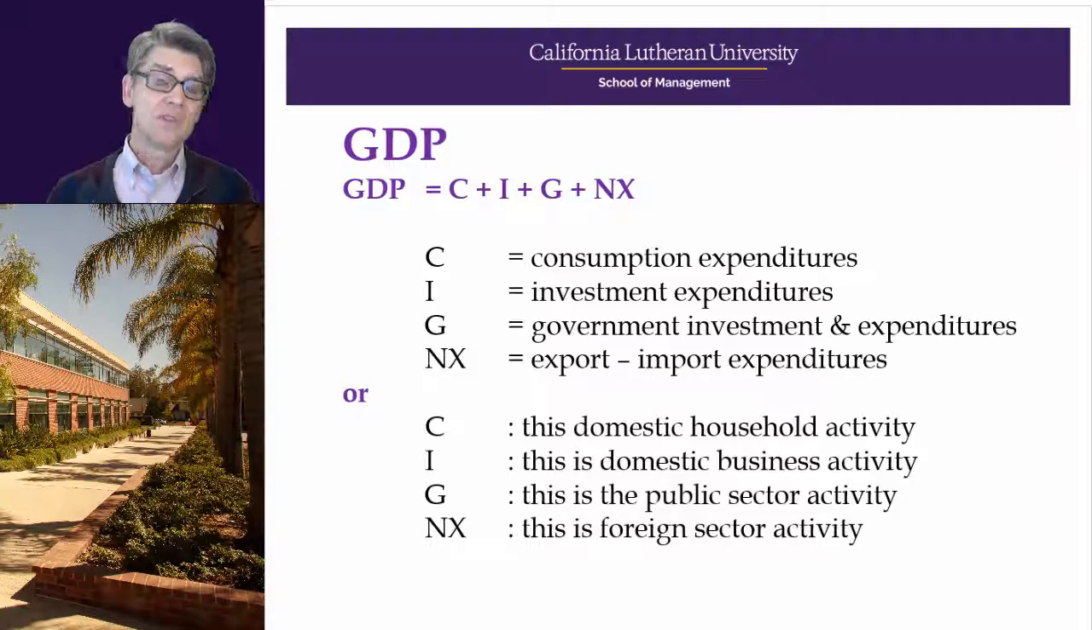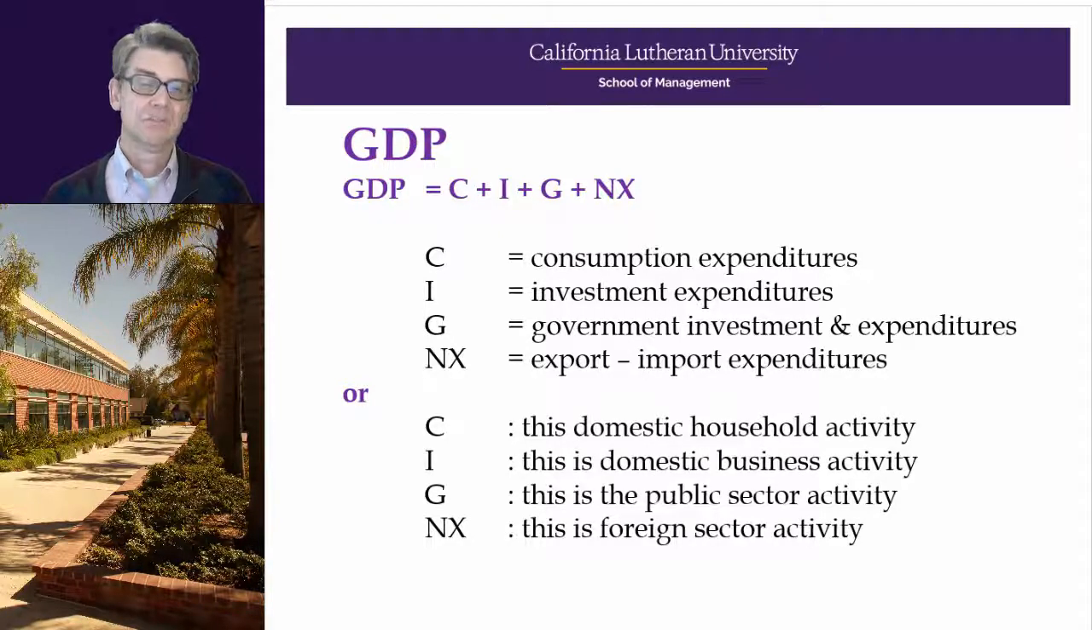So another way to think about C, I, G, and NX is who is it that's doing the spending. So for C, or consumption, that's households. For I, that's firms. For G, that's the public sector. So let's go back to C and I. Both C and I are private sector. Private sector households first, private sector firms second.